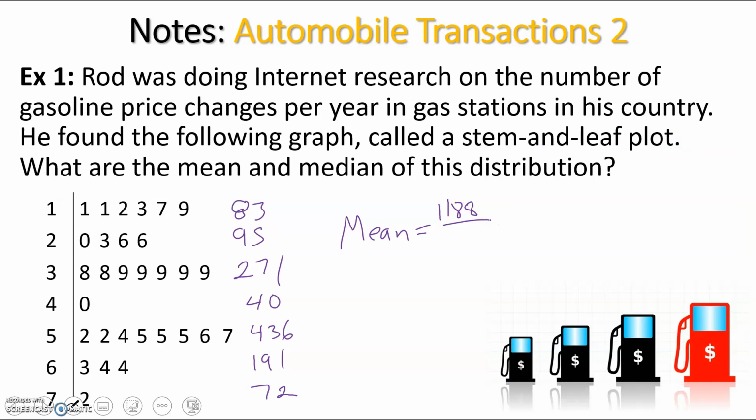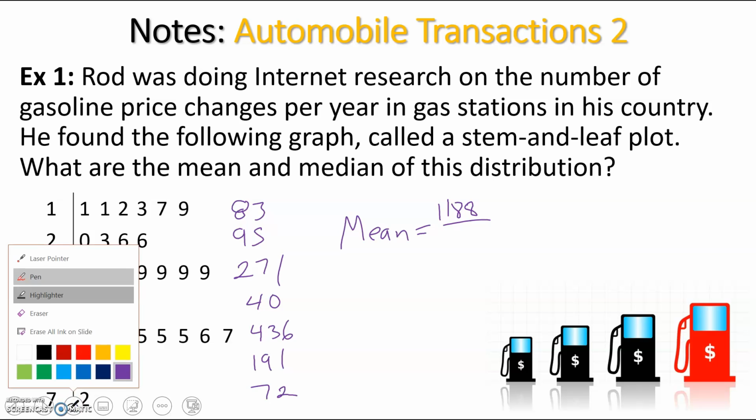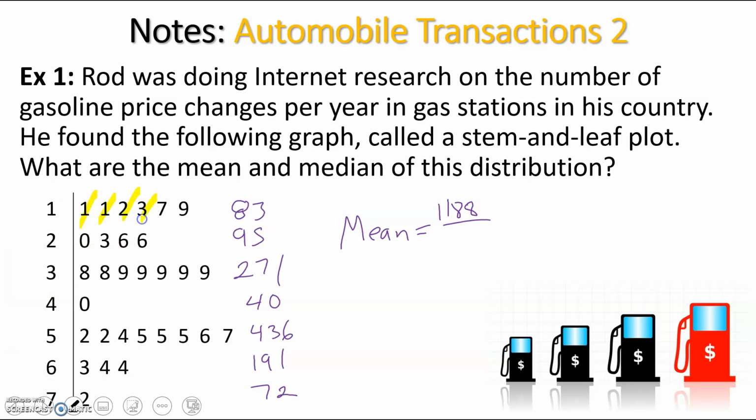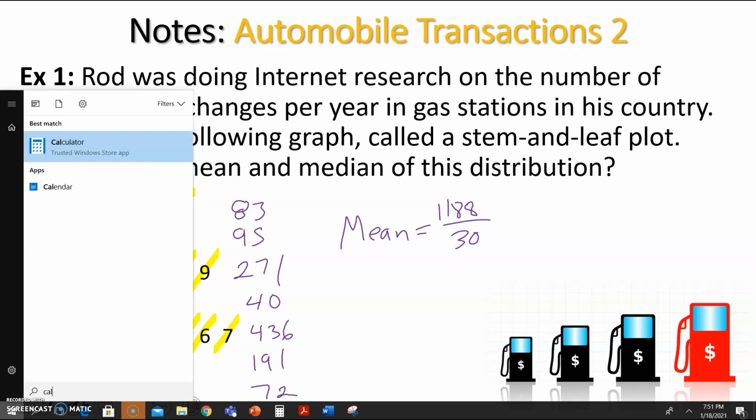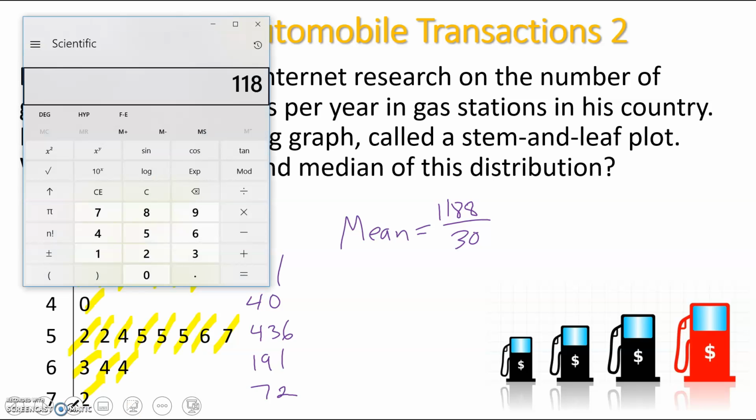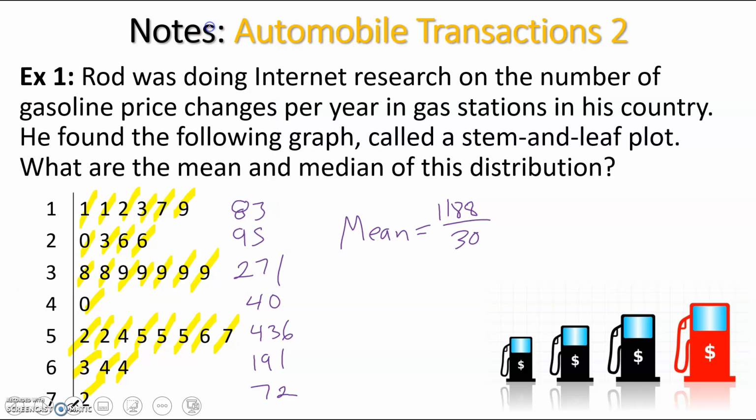1188 divided by how many numbers are there? So we're going to count really quickly. We have 1, 2, 3, 4, 5, 6, 7, 8, 9, 10, 11, 12, 13, 14, 15, 16, 17, 18, 19, 20, 21, 22, 23, 24, 25, 26, 27, 28, 29, 30 data points, 30 numbers. So we'll divide this by 30. So let's take our calculator and divide our 1188 by 30, and we get 39.6.